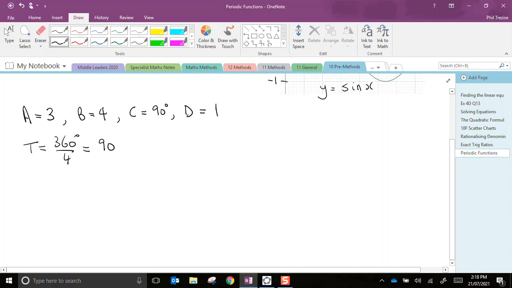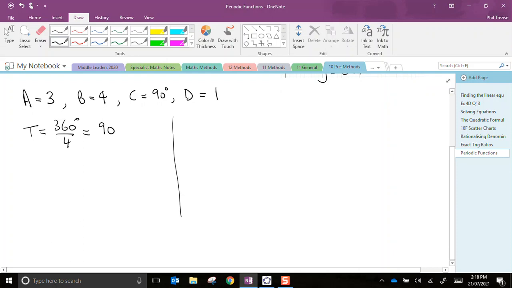Good. I'll start to sketch now. So here comes my x and y axis. So we begin with d. D is the vertical shift. In this case, it's +1. So I'll put a little value here of +1, and I'll put a horizontal dotted line. This represents the equilibrium position for my sine wave.